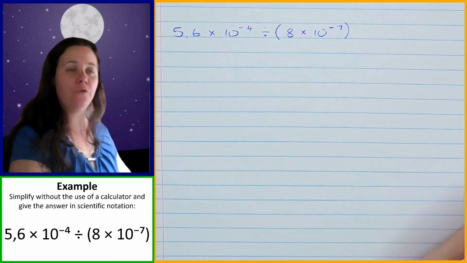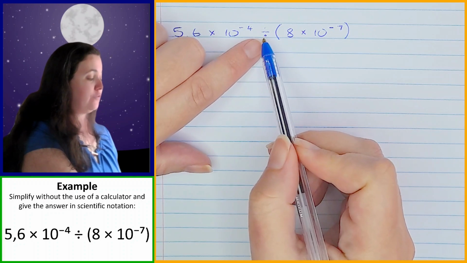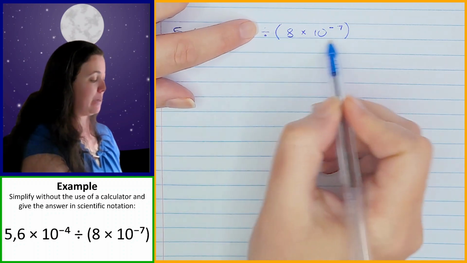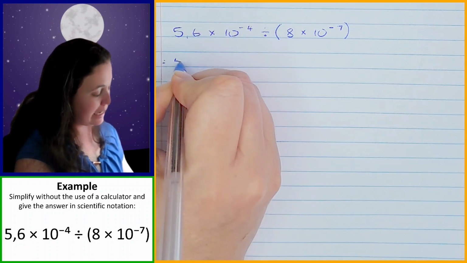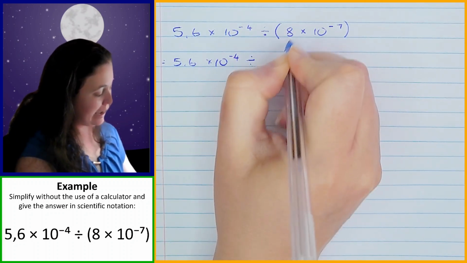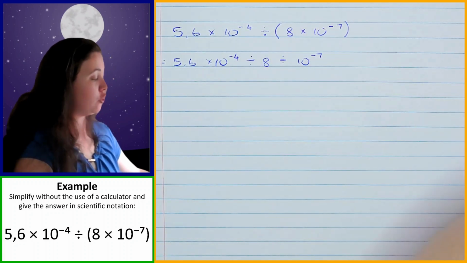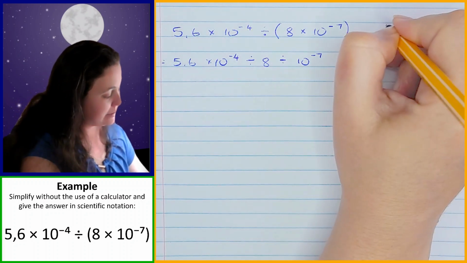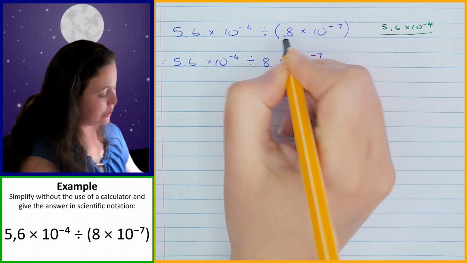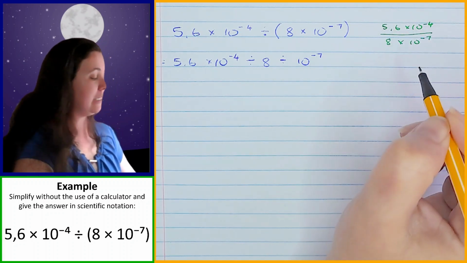First of all, I want you to be aware that when you've got division of something that's in brackets like this, remember, this is saying that I'm dividing by everything that's in those brackets. So this is the same as 5.6 times 10 to the power of negative 4 divided by 8 and also divided by 10 to the power of negative 7. Now, I could have actually written this as a fraction like this: 5.6 times 10 to the power of negative 4 divided by this whole thing, which is 8 times 10 to the power of negative 7.